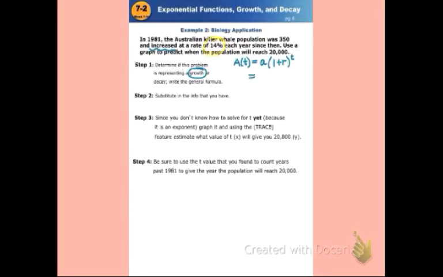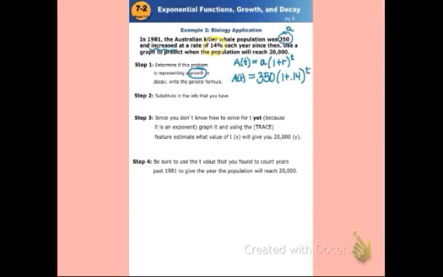So let's see what values are going to go in here. A means the initial amount. This right here is the initial amount, the 350. That's what they're starting with. And it's being multiplied by 1 plus the rate of growth, which as a decimal would be 0.14, 14% as a decimal, and then raised to the t power. So this would be our function that models this growth situation.